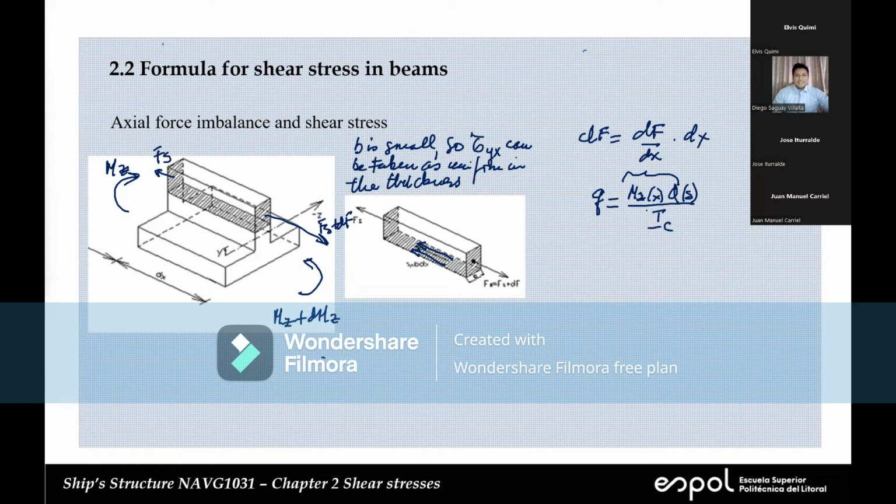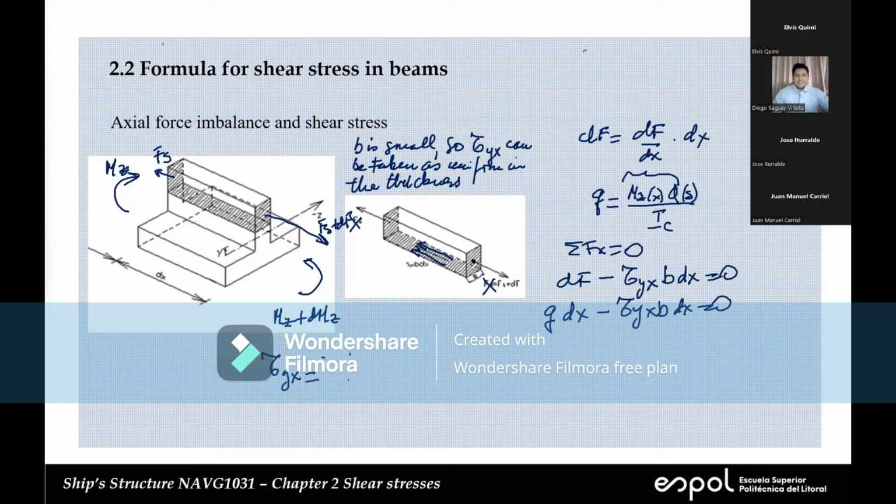There you go. So this is a shear flow, and this has to be equal to that. This in general points to the right, and this points to the left. So the summation of forces in the x direction has to be zero for equilibrium. So we have dF to the right, and this cancels that one, minus tau yx multiplied by the area, which is b dx, and they have to be equal to zero. So this is q times dx minus tau yx b dx equal to zero. And the formula that we were looking for is that the shear stress is equal to q divided by b. Please remember this formulation.